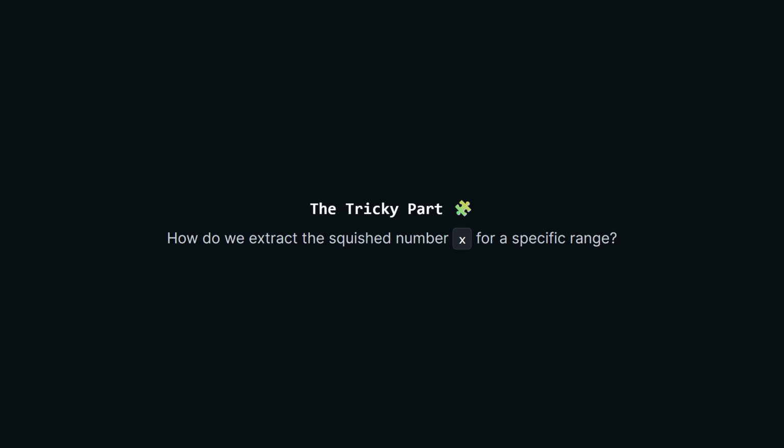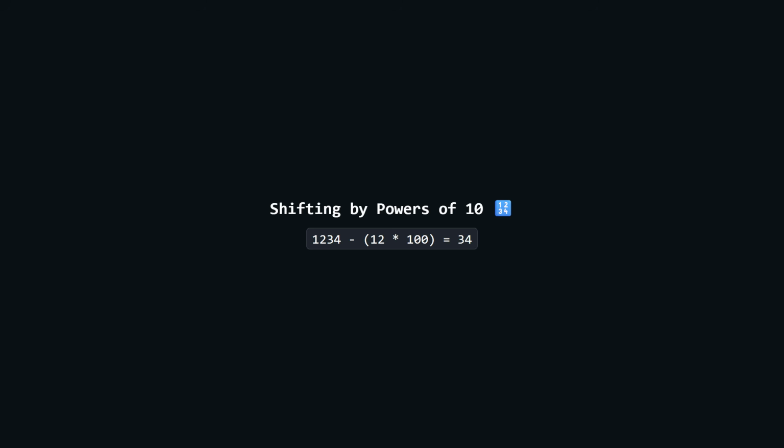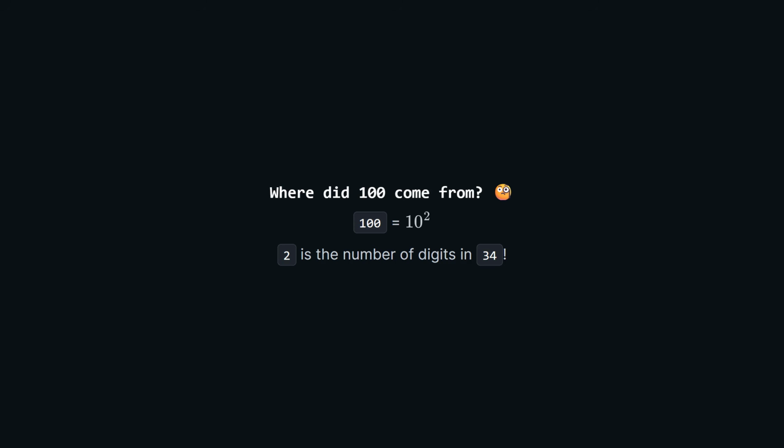Let's look at a smaller example. Imagine our running string of numbers was 1234. And let's say we wanted to chop off the 12 from the front, leaving us with just 34. We can easily do this mathematically by taking that 12, multiplying it by 100, and subtracting that from the total. That 100 is just 10 to the power of 2. And where does the 2 come from? It's exactly the number of digits left in 34.